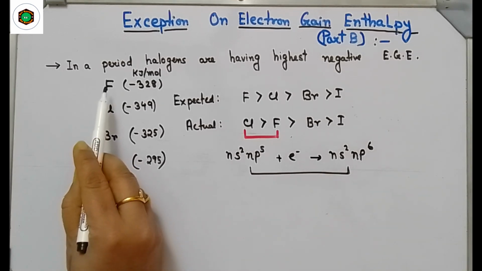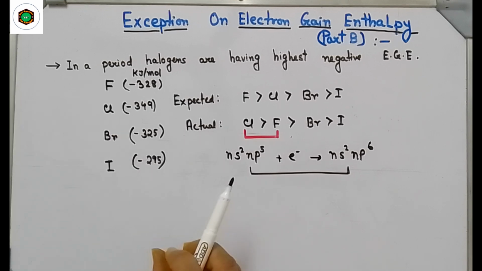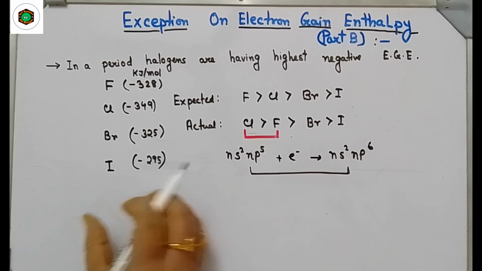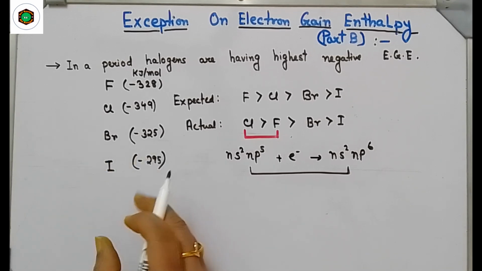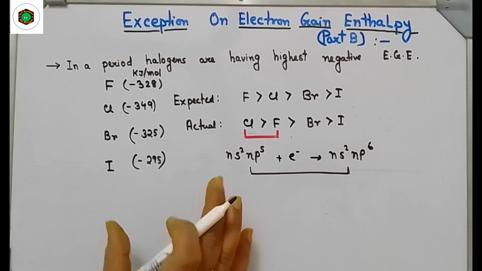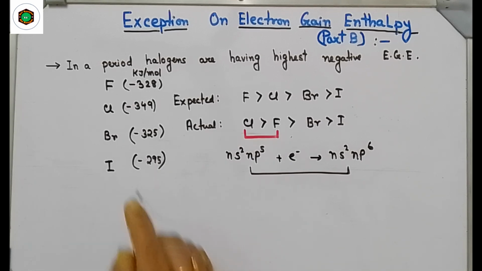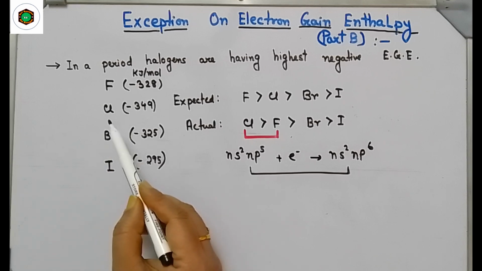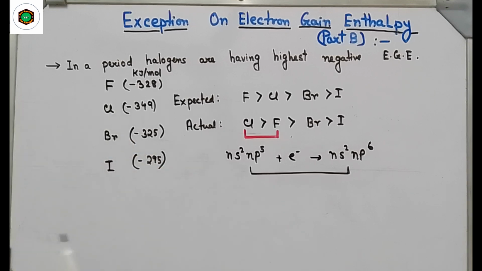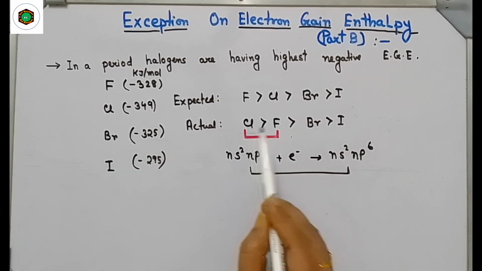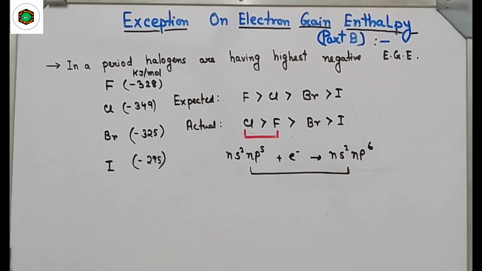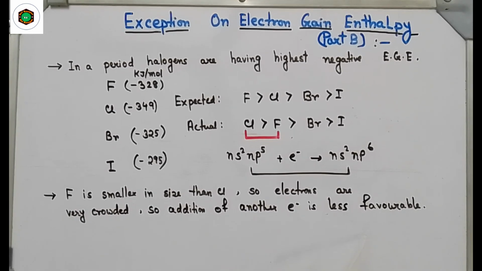But we know fluorine has a very small size. So if you add one electron, there will be repulsion between the internal electrons and the added electron. So the process is not that much favorable. But the size of the Cl atom is larger than F. Therefore, here addition of one electron is much more favorable because repulsion is less. That's why this has the highest negative value, then this, then iodine. So you can note down this point.